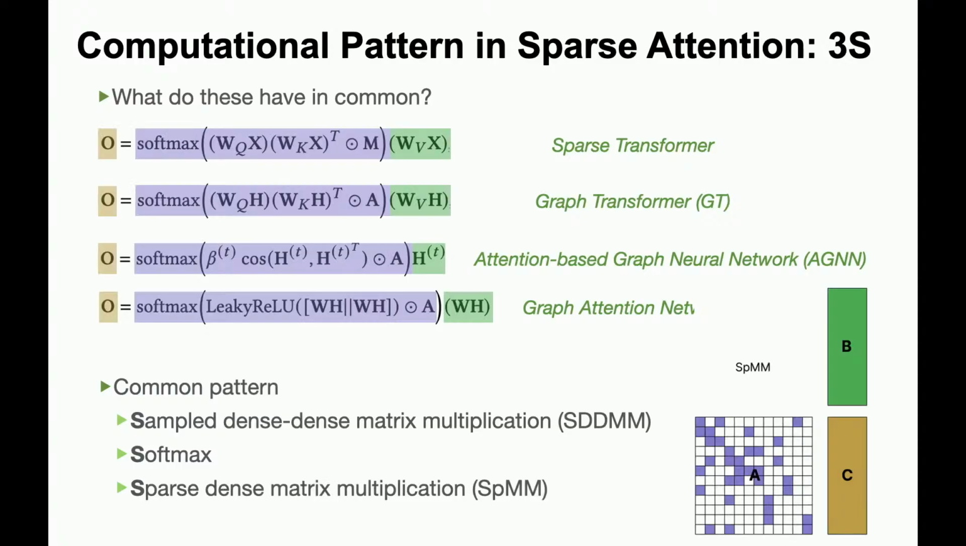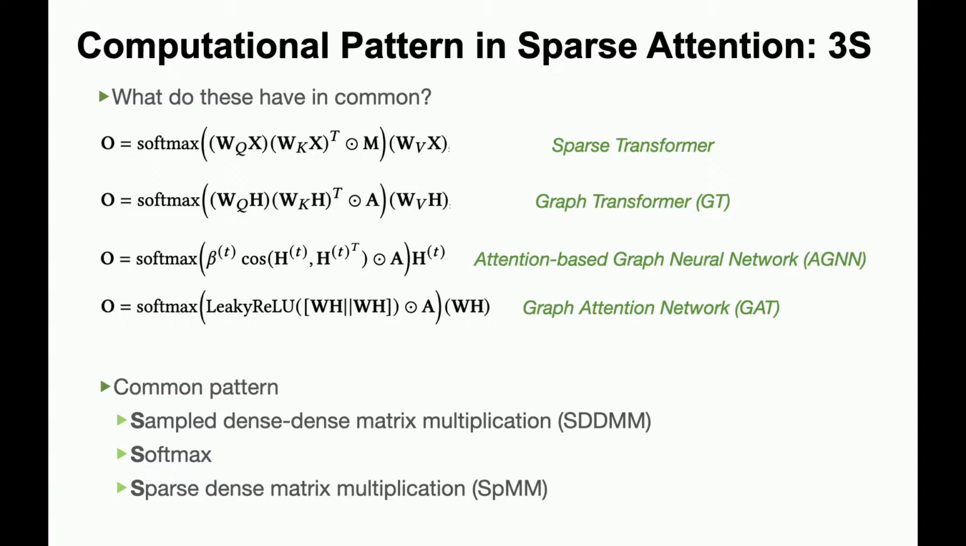But after you compute the softmax, you do a sparse times dense matrix multiplication. Essentially in this B matrix, you access sparsely depending on the sparsity pattern A, and then you have a sparse-dense matrix multiplication. Your output is dense. So we call this pattern essentially the 3S. The question is, how do you actually design efficient algorithms for this 3S pattern? So that's one question. That's sparse attention.